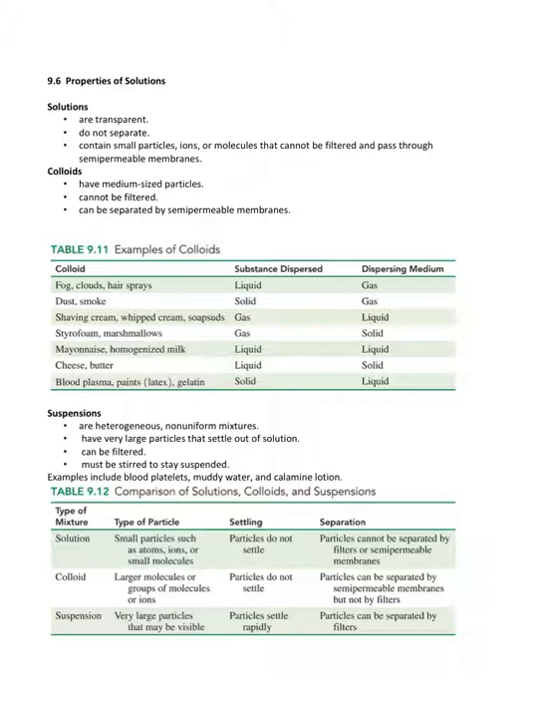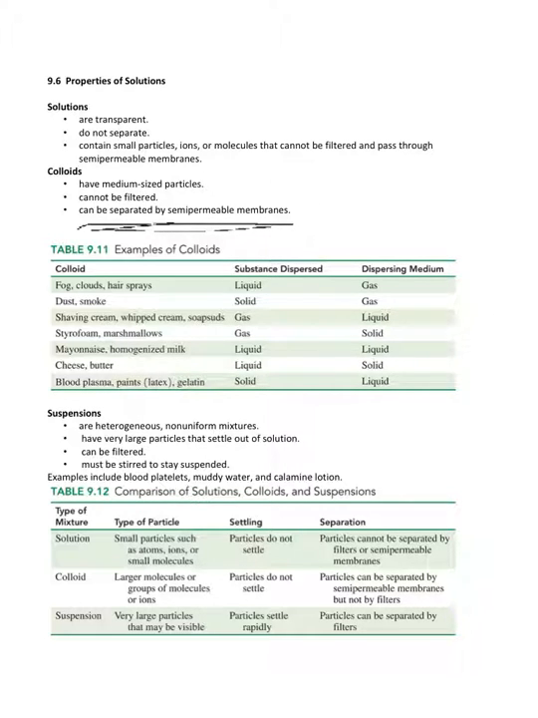We also have something that we call colloids. Colloids have, instead of small particles, they have medium-sized particles. They also can't be filtered. However, the difference between a colloid and a solution is that they can be separated by a semi-permeable membrane. So again, colloids are similar to solutions, but their particles are a little bit bigger, and they can be separated by a semi-permeable membrane. Examples of colloids are like, for example, fog.